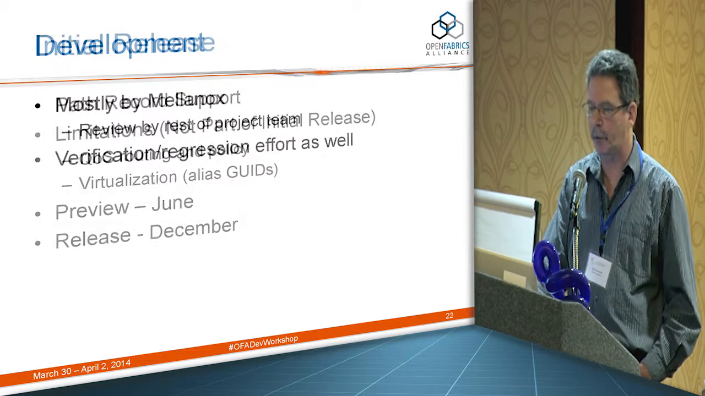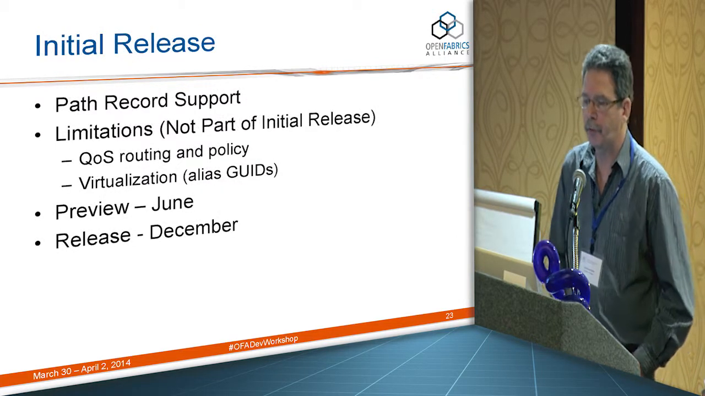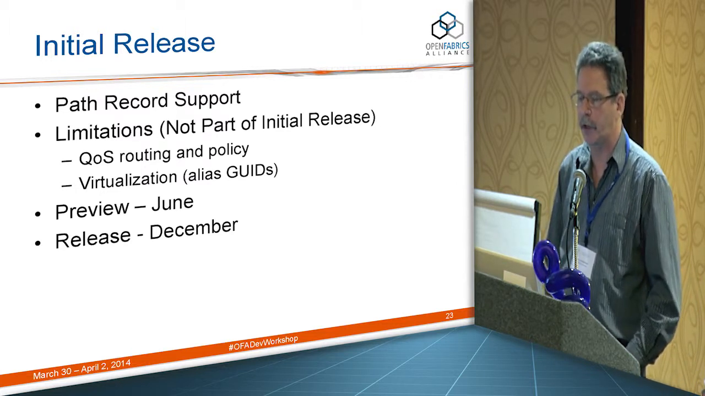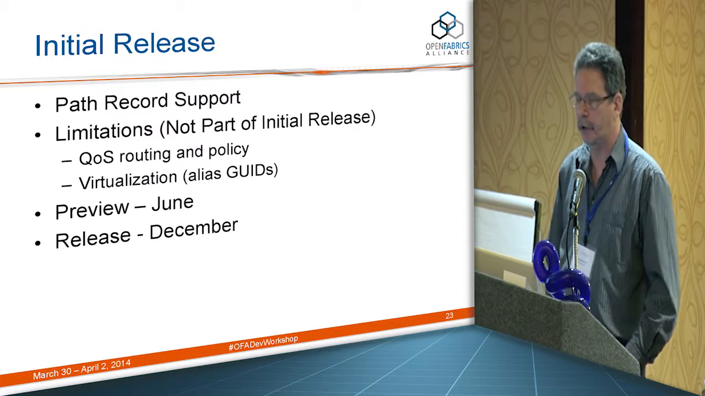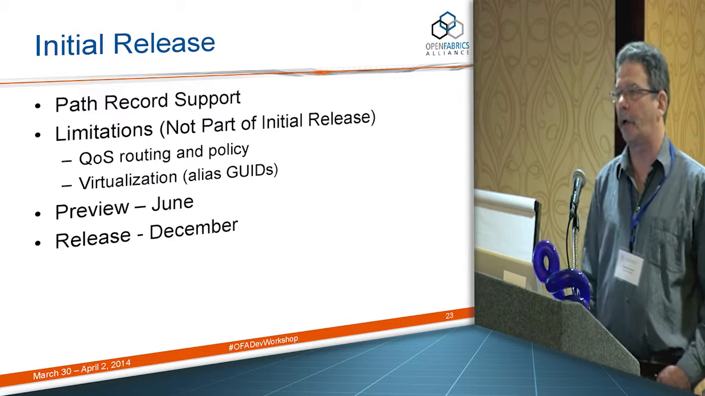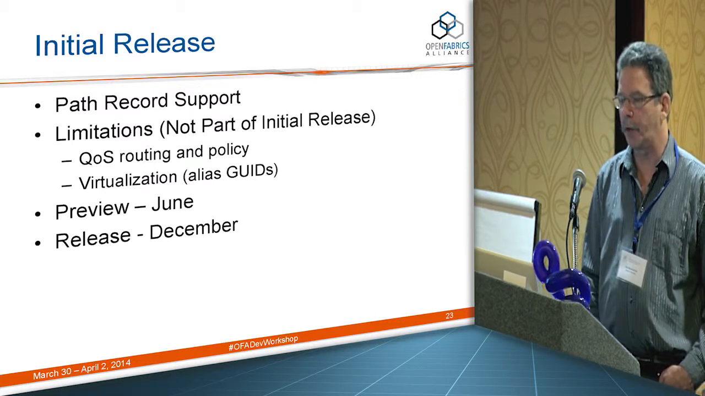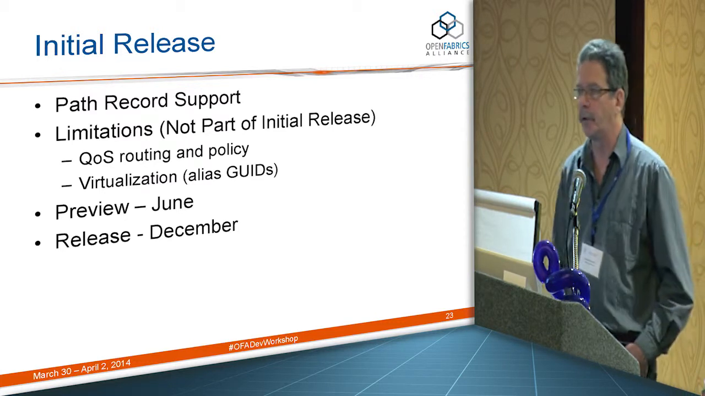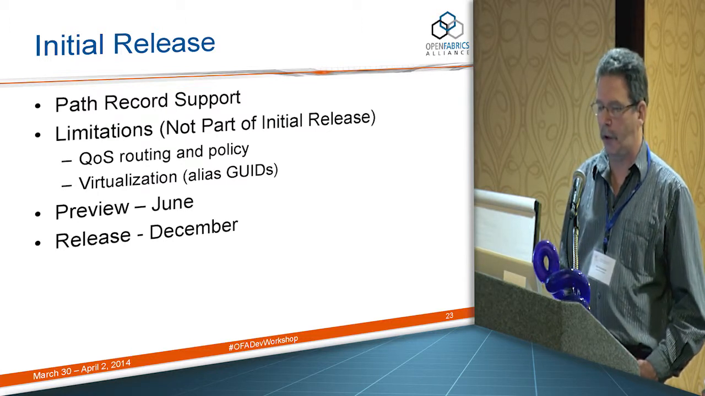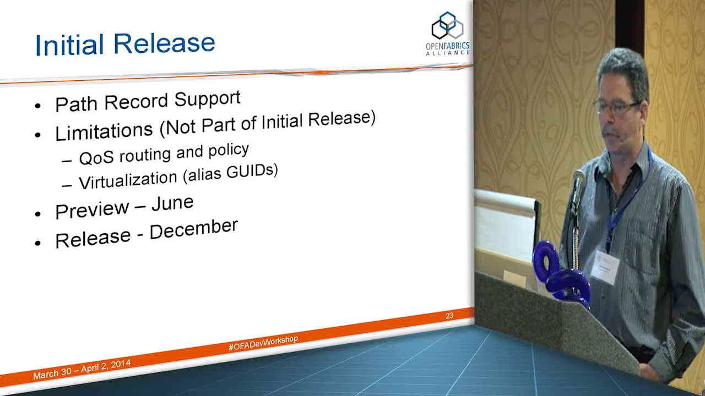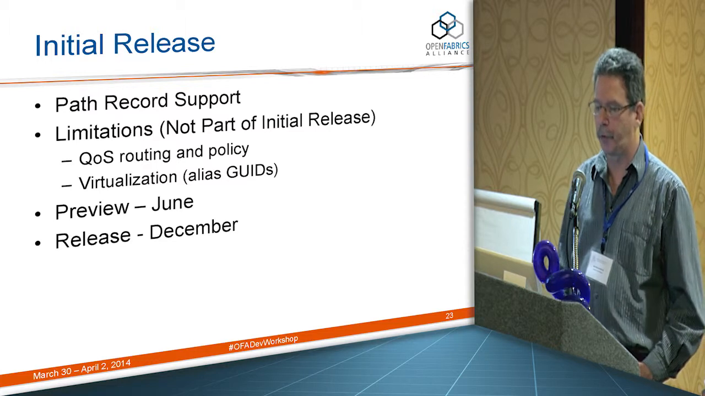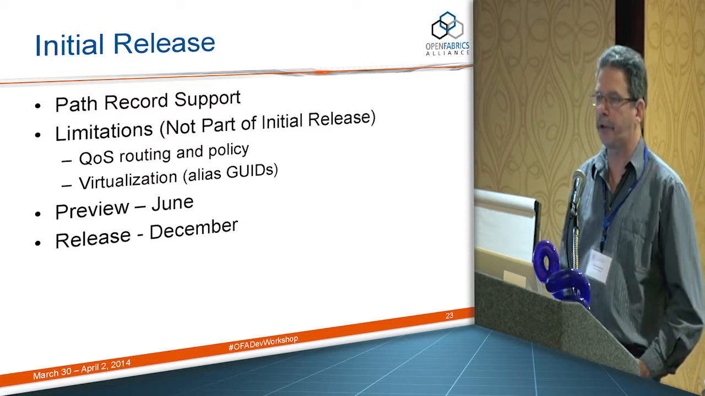The initial release is going to support path records. Limitations that it's not going to support are things like QoS routing and policy that's supported by OpenSM, things like Torus support, and also virtualization isn't initially supported. Those will be increments that'll be added in later. We expect to have a preview release by the end of June, and our first official release by the end of the year.